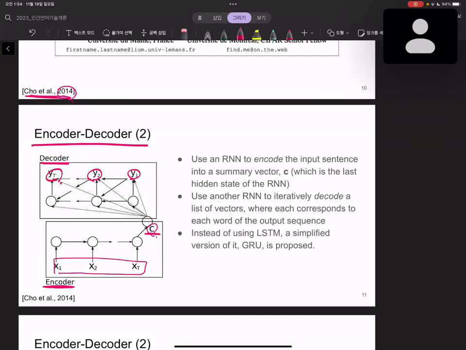So the basic idea of this encoder-decoder architecture is that we can summarize all the information of the input text into one single vector. And then another idea of this architecture is that we can generate the corresponding text in another language using the given context vector C.